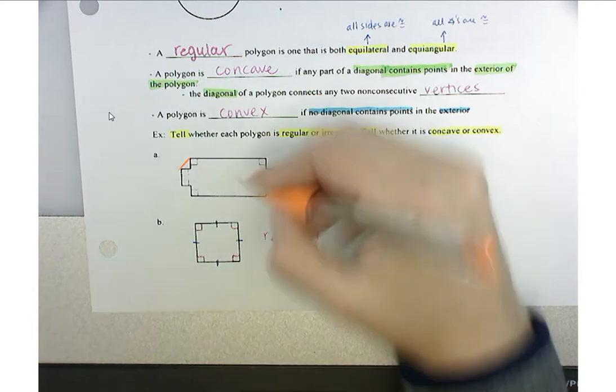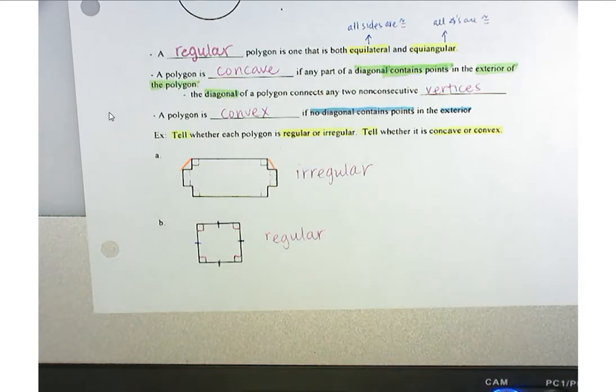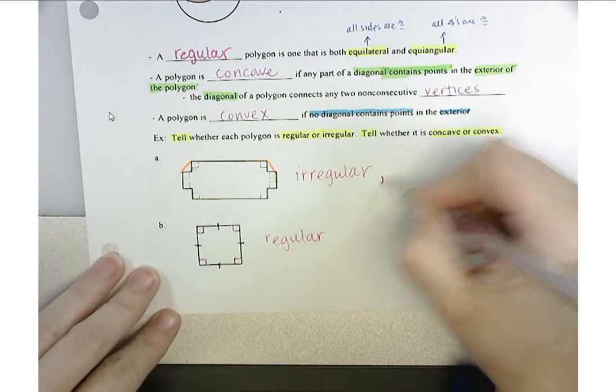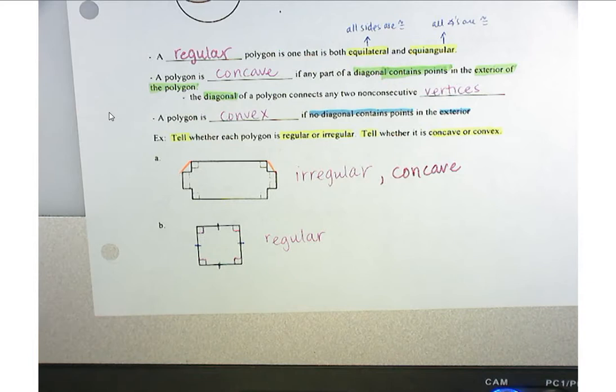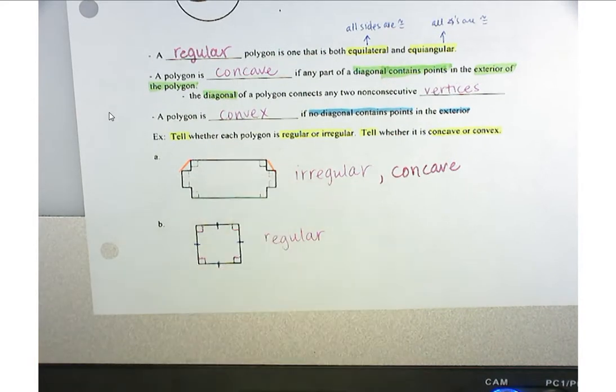So see how I could draw these here? Yep, that's what makes this concave. Now, a way you can think about it to remember is if it is concave, there are sides that cave in, or they go inside here. But that's what they mean when they're talking about the diagonal containing points when you are connecting two vertices.